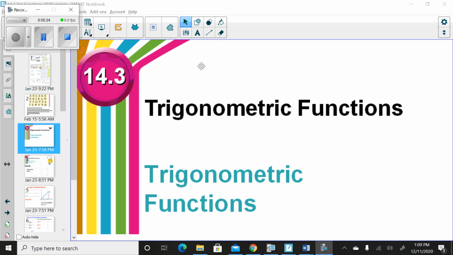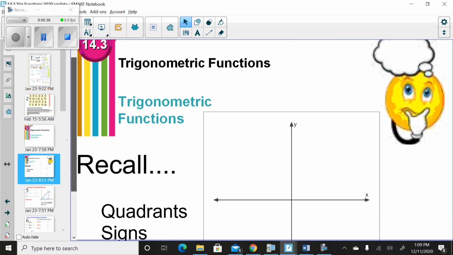So trigonometric functions. We're talking about things like sine, cosine, tangent. All these are just ratios of sides in right triangles. So we're going to spend quite a bit of time talking about this. All right, so let's do a couple just refreshers here, make sure we know what we're talking about. Just a couple recall things.